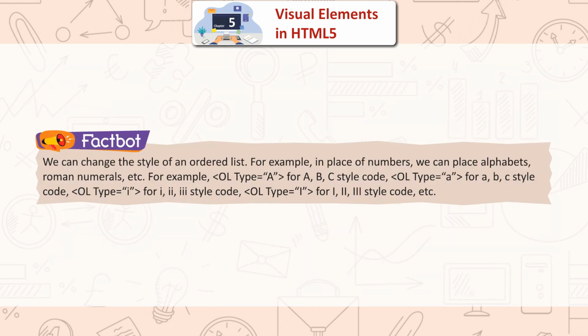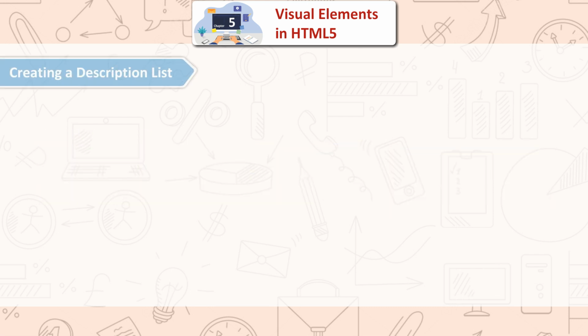Factbot. We can change the style of an ordered list. For example, in place of numbers, we can place alphabets, Roman numerals, etc. For example, OL type is equal to A for ABC style code. OL type is equal to a for lowercase abc style code. OL type i for first, second, third style code. OL type uppercase I for first, second, third style code, etc.